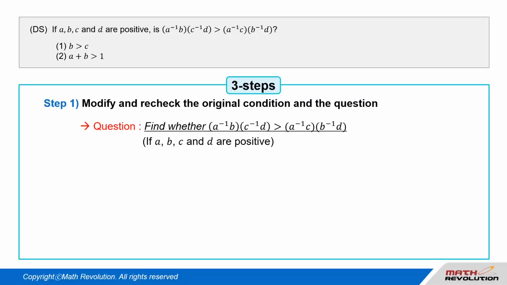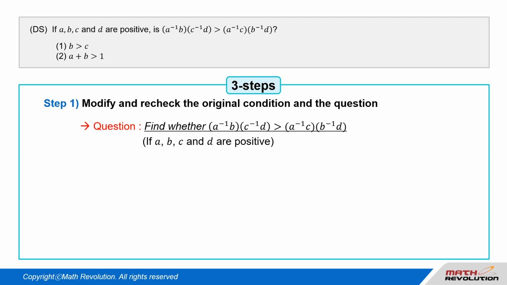Solution. Now we will solve this DS question using the variable approach. The first step of the variable approach, and the priority, is to modify and recheck the original condition and the question to suit the type of information given in the condition. Let's apply the 3 steps suggested previously. Let's follow the first step by modifying and rechecking the original condition and the question.